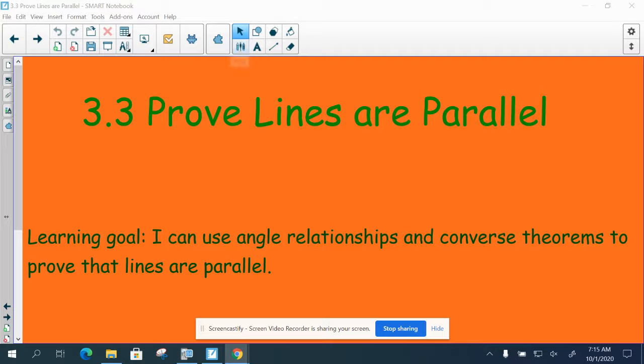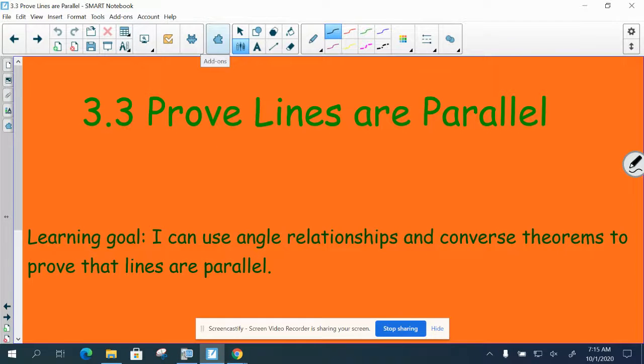Hello everyone. In this lesson, we are going to do the same thing as last lesson, except we're going to talk about the converse theorems. So, for example, the alternate interior angles theorem says that if two lines are parallel and cut by a transversal, then the alternate interior angles are congruent. So the converse would be the opposite of that. If the alternate interior angles are congruent when you have two lines cut by a transversal, then those lines are parallel.